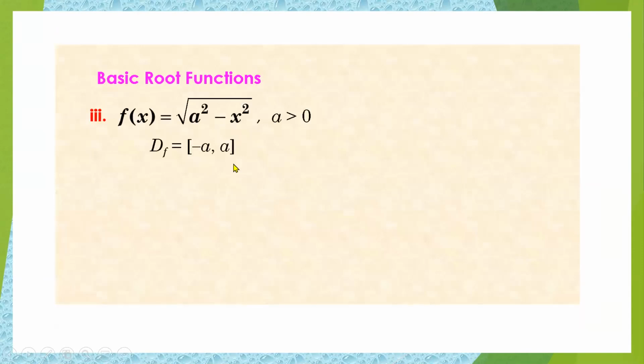And then we have the circle, upper part, negative a to a, where a is positive, is the domain. What about the range? 0 to positive a.